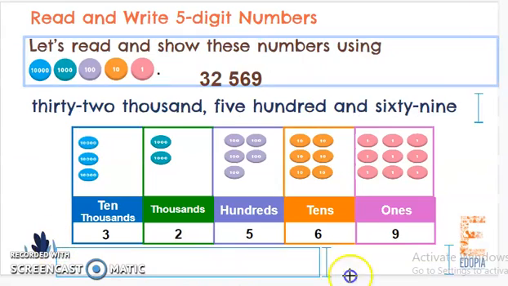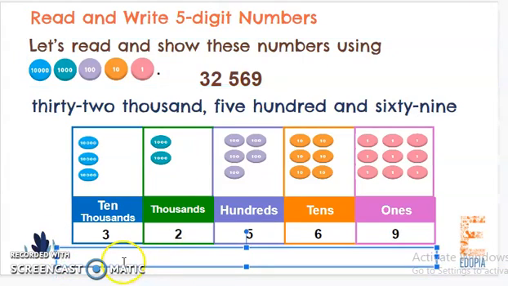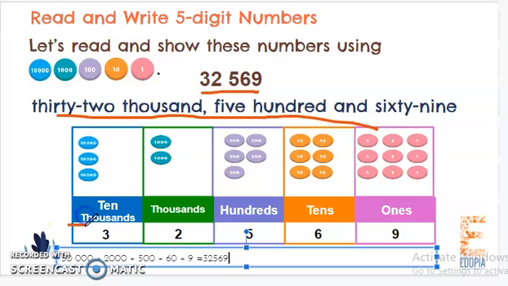Now let's try to write this number in expanded form. 3 counters of 10,000 means 30,000. Add 2 counters of 1,000. Add 5 counters of 100, that means 500. 6 counters of 10 makes 60. Add 9 counters of ones. So the number would be 32,569. From this we have learned how to write numbers in numerals, how to write them in words by using counters, and the expanded form of numbers.